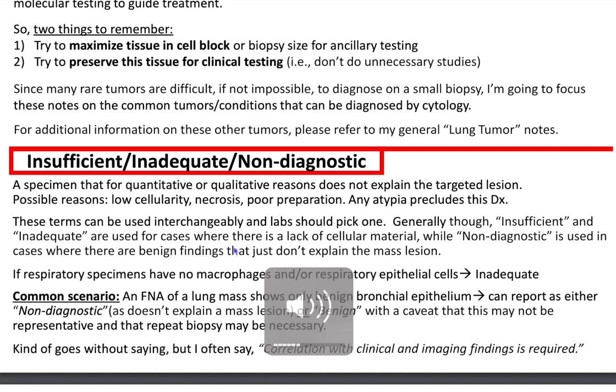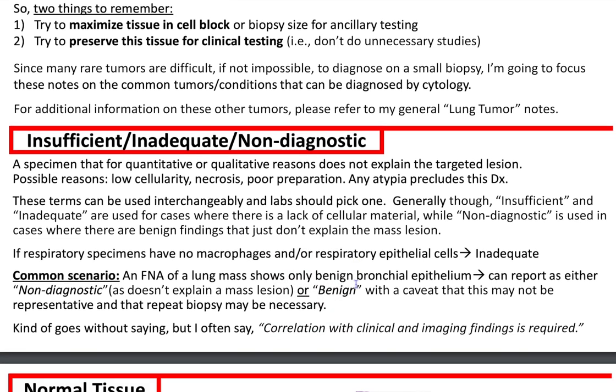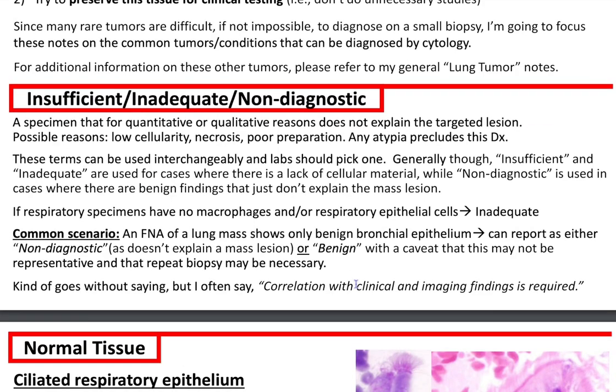Just to talk about semantics, insufficient and inadequate are used for cases where there's a lack of cellular material, while non-diagnostic is used in cases where there are benign findings that just don't explain that spiculated mass, for instance. A common scenario is when you have an FNA of a lung mass and you only see benign bronchial epithelium, which we will talk about in the next slide.